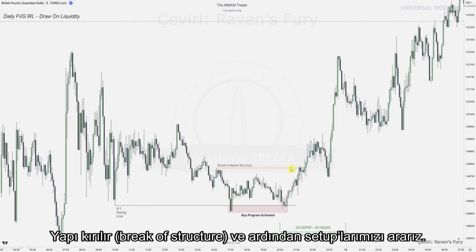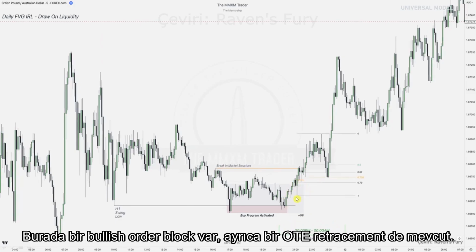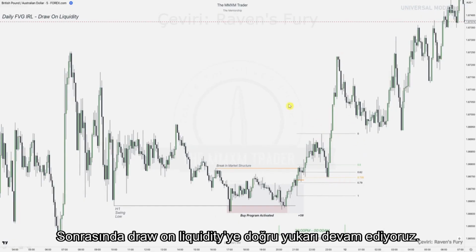We break structure and then we look for our setups. So, bullish order block in our kill zone, important, right? We need to stay in our kill zone. Over here, bullish order block. We've got an OTE retracement too. So take your Fibonacci from this low to this high, and we see we hit that sweet spot, that 0.705 level perfectly, and then we continue up into our drawn liquidity.